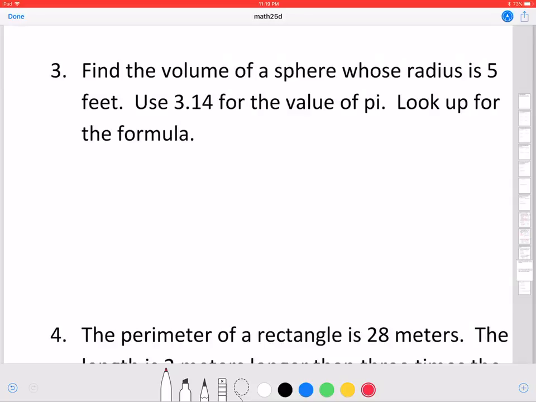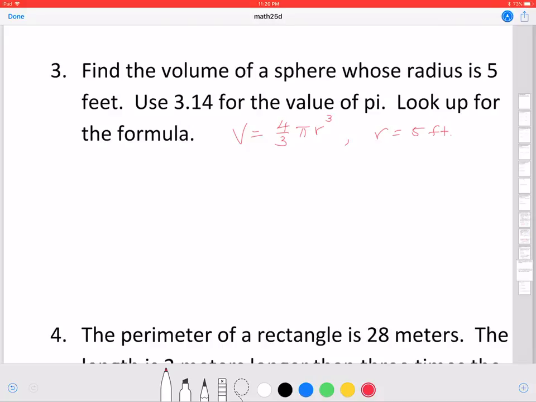Hopefully you found it by now. All right, the volume of a sphere is equal to 4/3 pi r, where the radius r is cubed. And you are given that the radius r is 5 feet. So try to visualize this. This is a really big sphere. Imagine a sphere whose radius is 5 feet, so the diameter from one end to the other is 10 feet. So it's a pretty giant sphere.